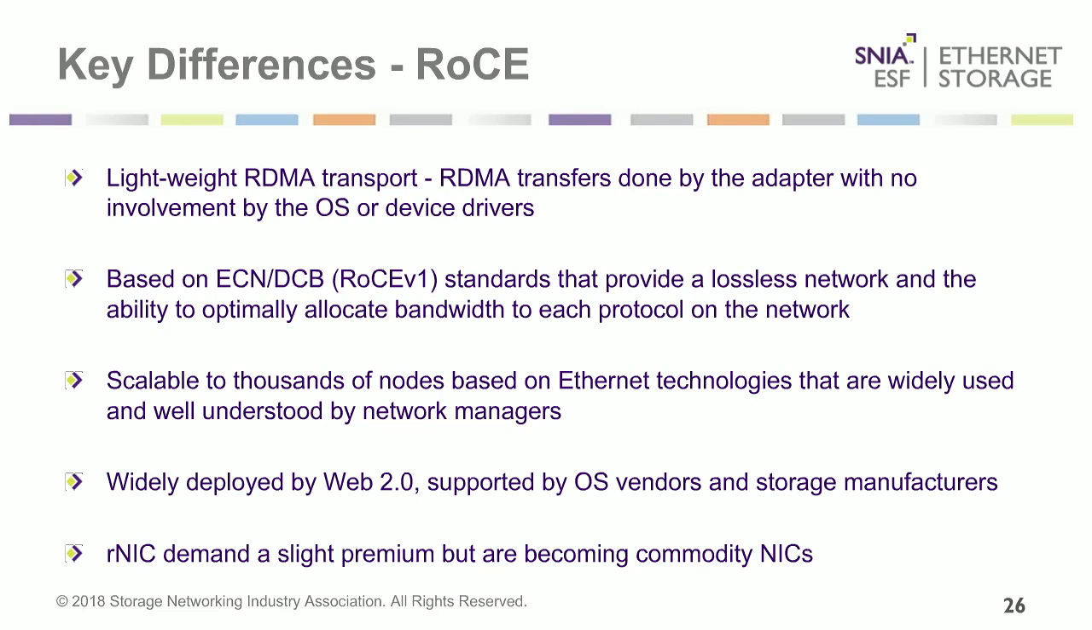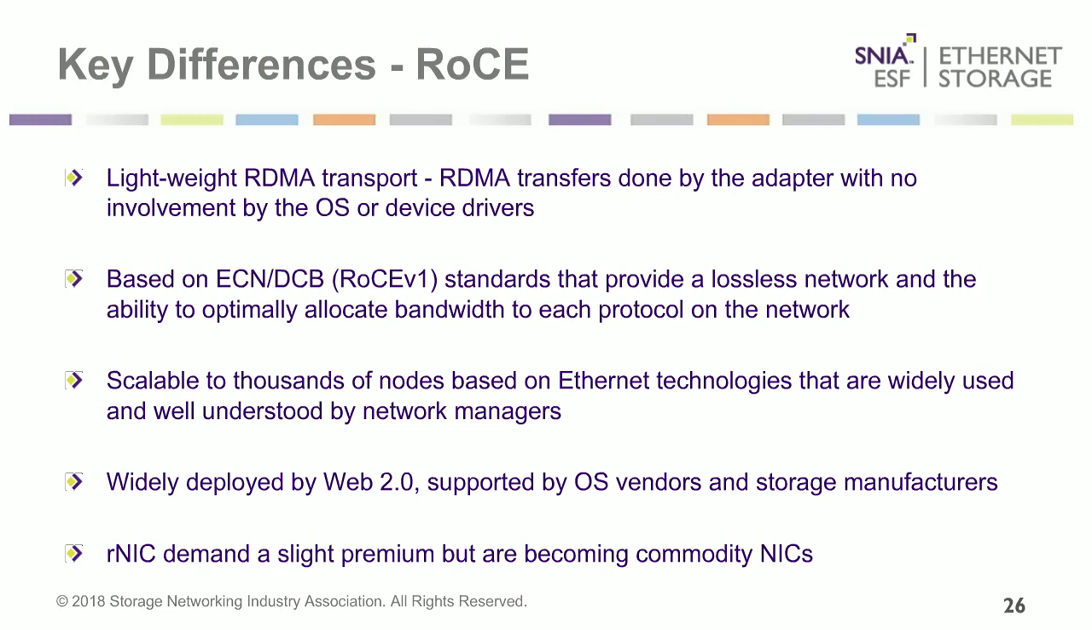And then based on another key difference, just kind of summing up the previous slide, ECN and DCB are necessities if you're running ROCE version 1, and that will provide you with a standard lossless network and with the ability to optimally allocate bandwidth to each protocol on the network. But when you're using ROCE v2 or resilient ROCE, PFC is the only thing that is going to be required for that. It is scalable to thousands of nodes based on just standard Ethernet technologies that are widely used today, and it's well understood by network managers, so it's pretty easy and convenient for them.